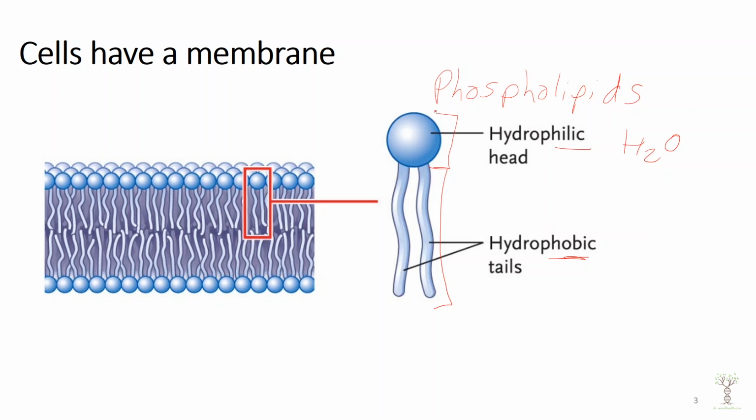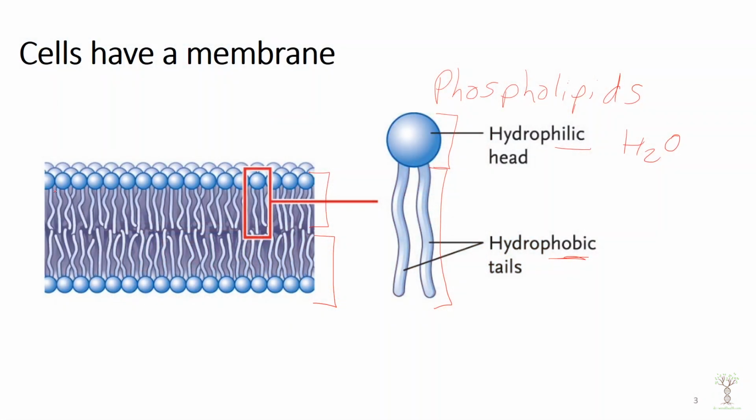When these phospholipids come together, they form a bilayer, because there are two rows of phospholipids, and they come together naturally. If you threw a handful of phospholipids into a glass of water, all of the tails would be attracted to each other and the heads would be attracted to the water. So in a membrane, the inner portion is hydrophobic and the outer portion is hydrophilic and likes water, whether it's inside the cell, the cytoplasm, or outside the cell, the interstitial fluid.